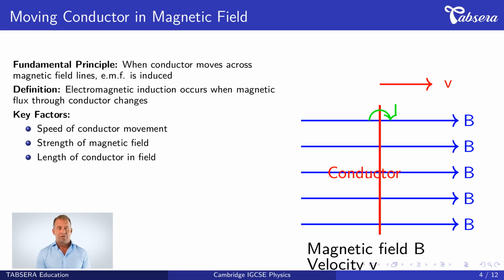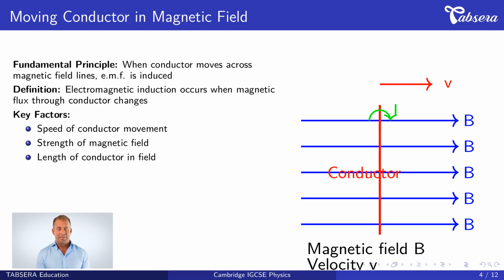Let's explore our first core concept. The fundamental principle states that when a conductor moves across magnetic field lines, electromotive force is induced. This means the conductor cuts through magnetic field lines, causing electrons to move. The definition is, electromagnetic induction occurs when magnetic flux through a conductor changes.